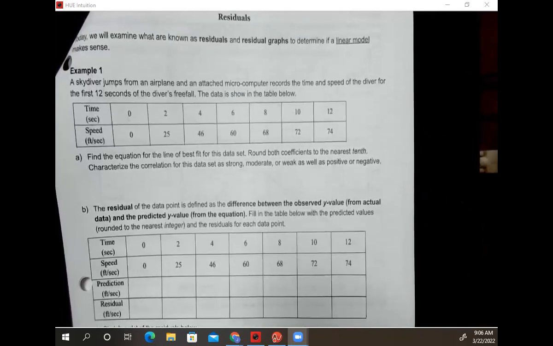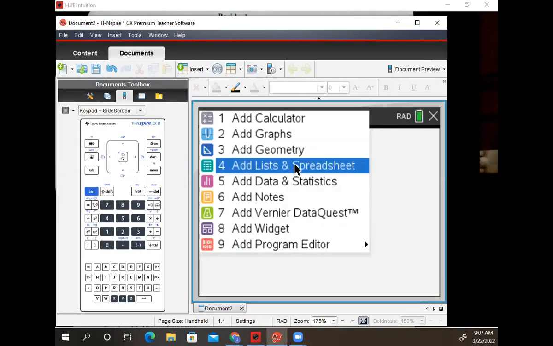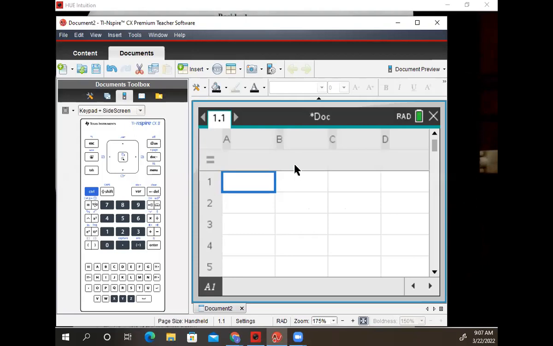I'm going to make a spreadsheet, and I'm going to recreate this table in my spreadsheet. So I'm going to grab my calculator here. And I want a list and spreadsheet. I'm going to call the time my X, and I'm going to call the speed my Y. So time are those X values and the speed is my Y.